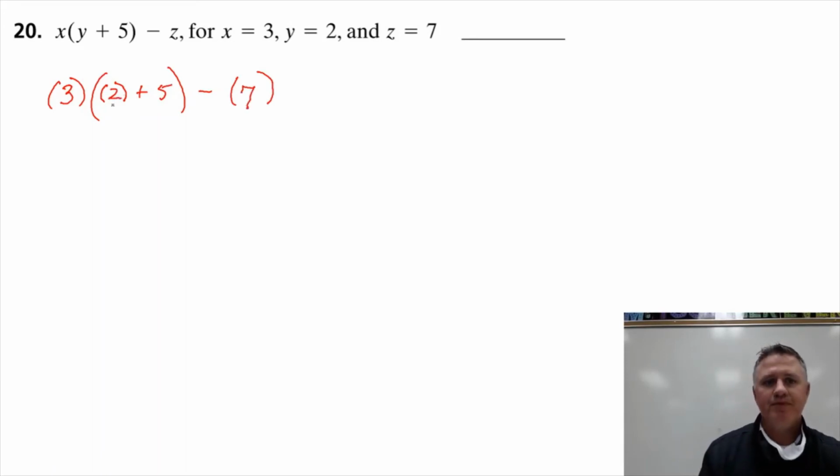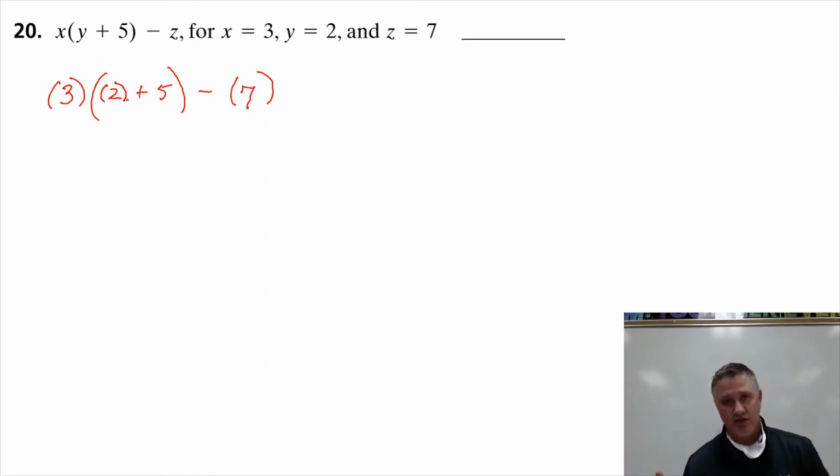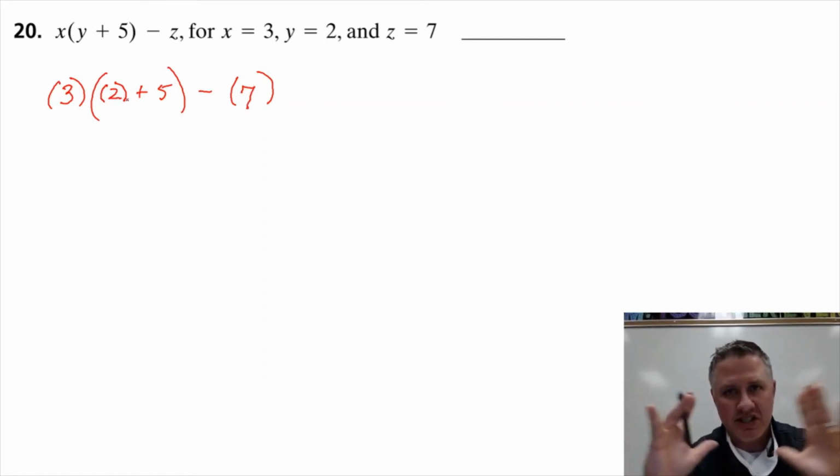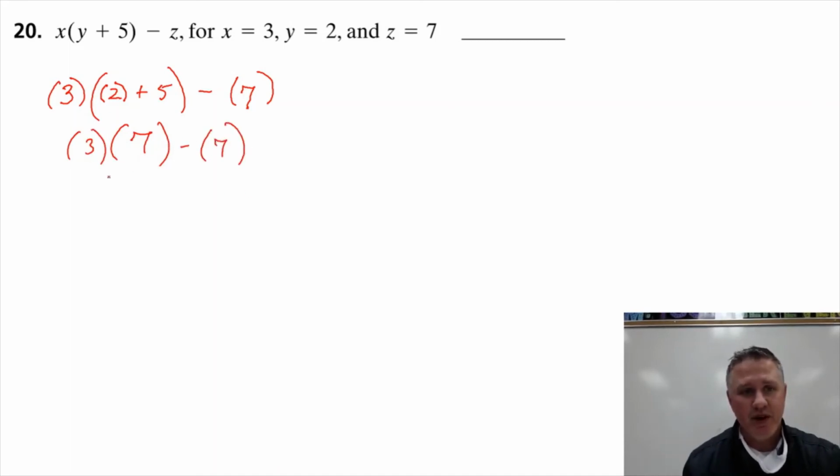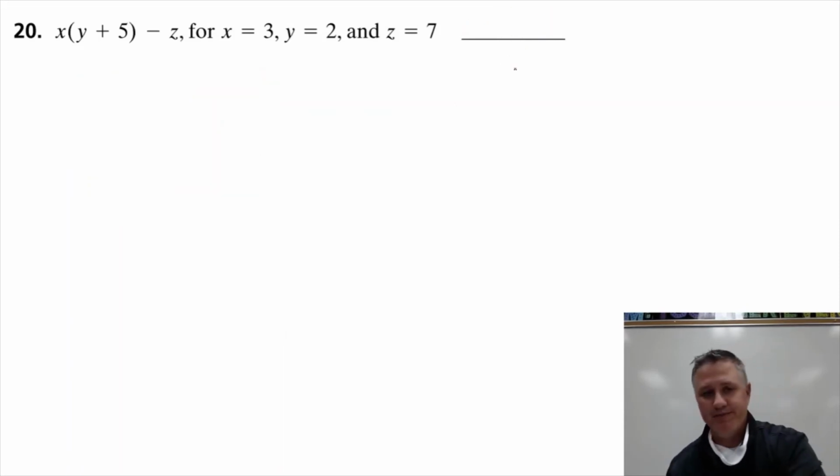So here we go. We got a lot of parentheses, first of all. So we're going to start with the innermost set of parentheses. So that's like right here, right? So 2 plus 5 is 7. All right. And I got all this stuff going on. All right, next, 3 times 7, right? We want to multiply first. 21. And now I realize those parentheses aren't doing anything out here. It's just 21 minus 7, which is 14. So you should have gotten 14 for 20.